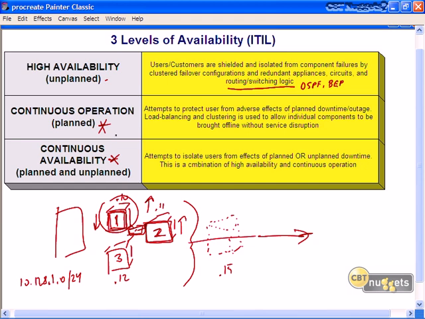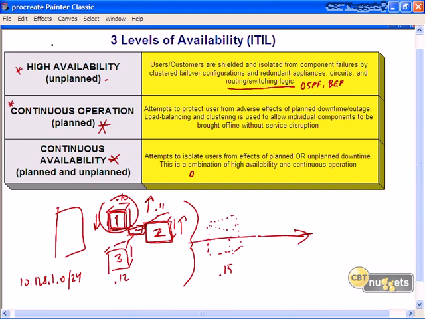I got a little spelling error here, but I don't want to redo the graphic. COM. This is a combo of high availability and continuous operation. Again, using cluster technologies, load balancing technologies, failover configurations with redundant software and redundant hardware scenarios.